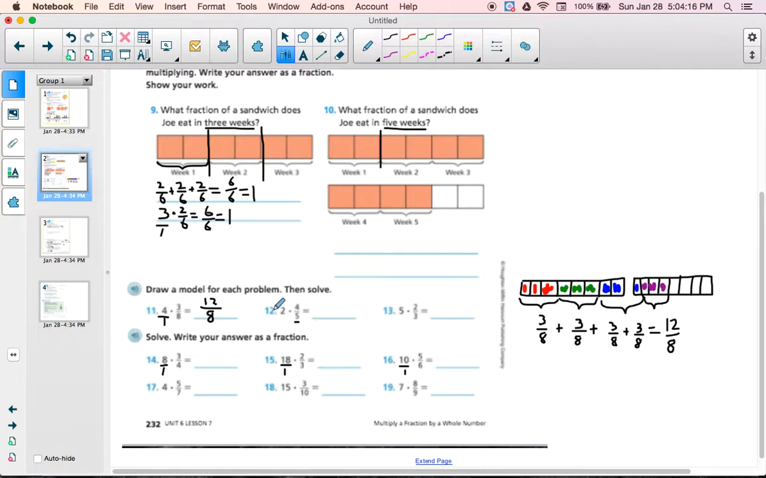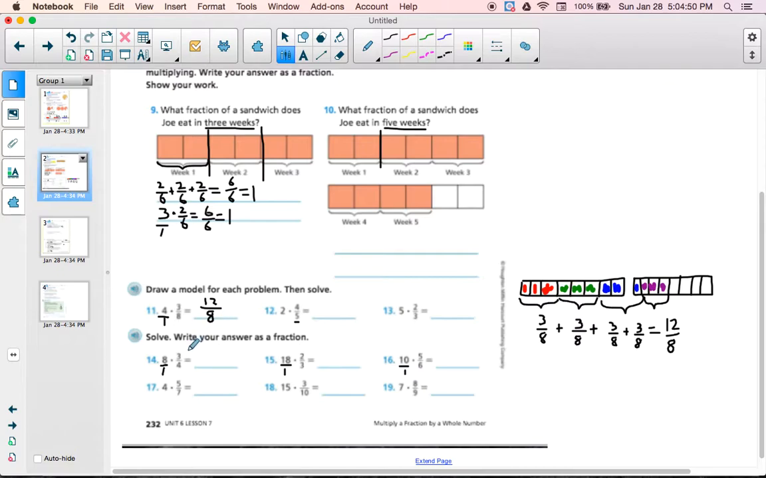See if you can do these problems as well. For 11, 12, and 13, draw a model, just like I did, and then solve it. For this one, you're going to draw fraction bars and make groups of 5. You're going to make 2 groups of 4/5. In this one, you're going to draw the fraction bars in thirds, and you're going to make 5 groups of 2/3.